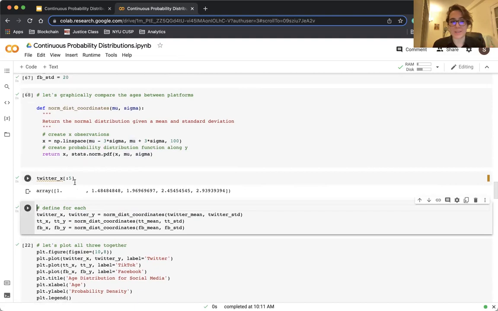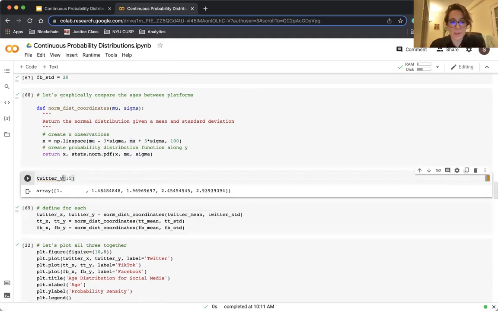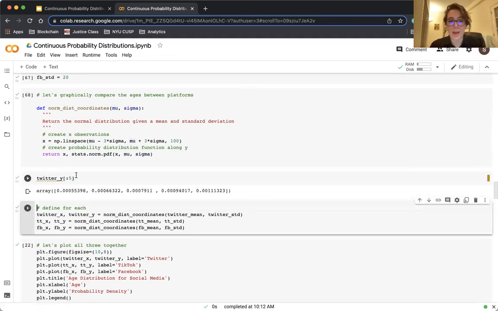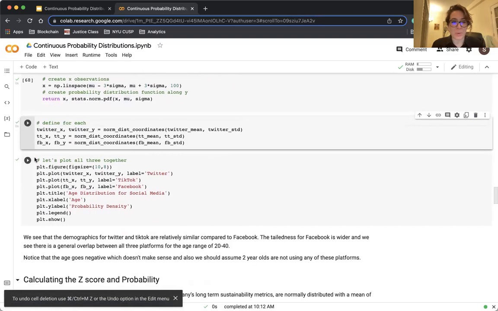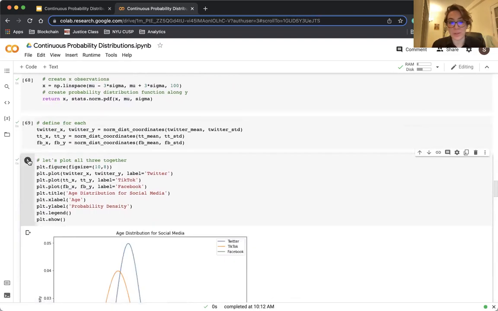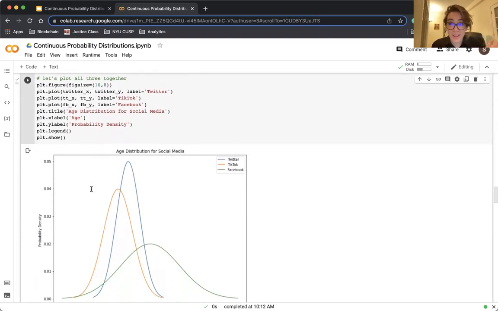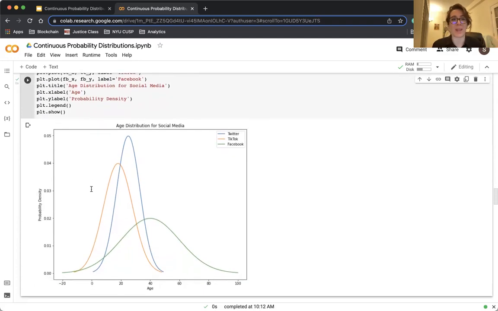So something like this, for Twitter, we see the values of X are somewhere between 1 and 3, and the values for Y, which those are each value along the x-axis, where Y, we start to see these very small probabilities, which will be that area under the curve. And now we can just plot what those would look like together. And this is kind of that aha moment that we now can see.